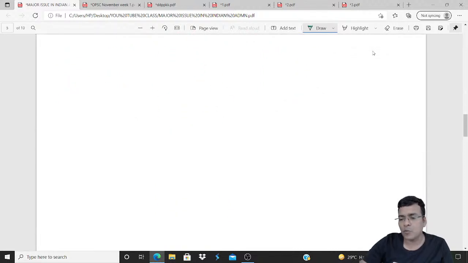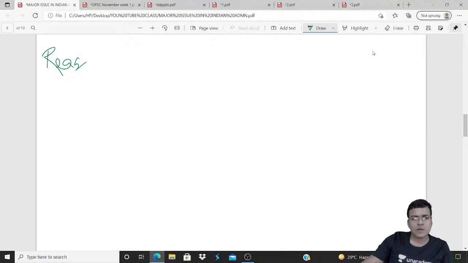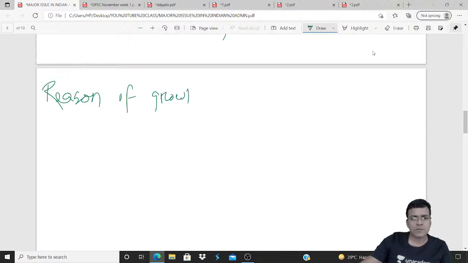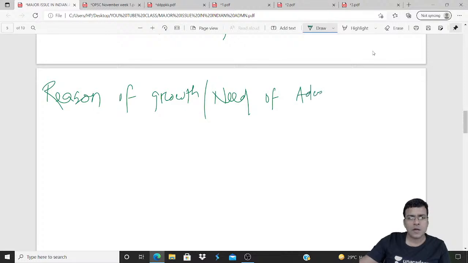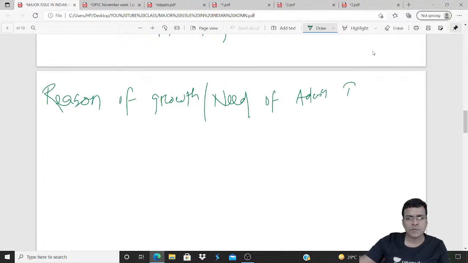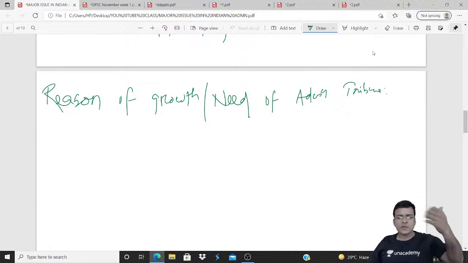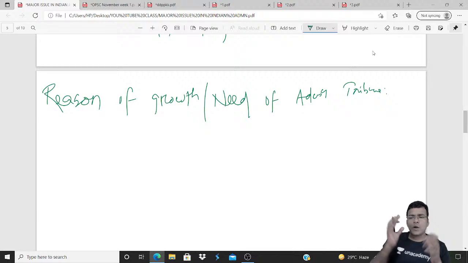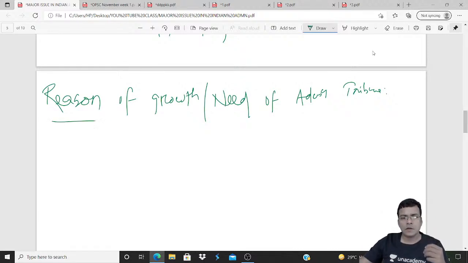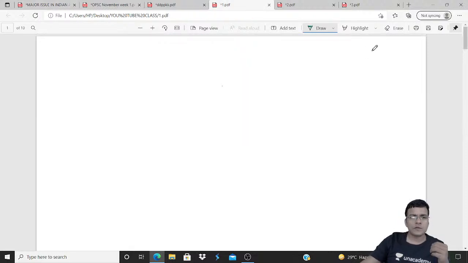After that, the reason of growth, or we can call need of administrative tribunal. So you say that when there is already judiciary, when there are already judges, what is the need of administration to adjudicate matters? So these are some most important reasons.